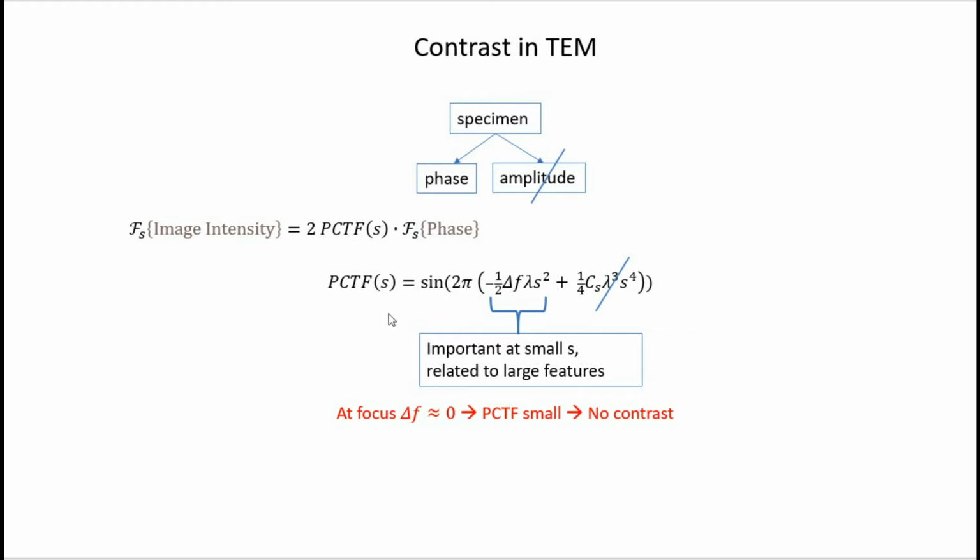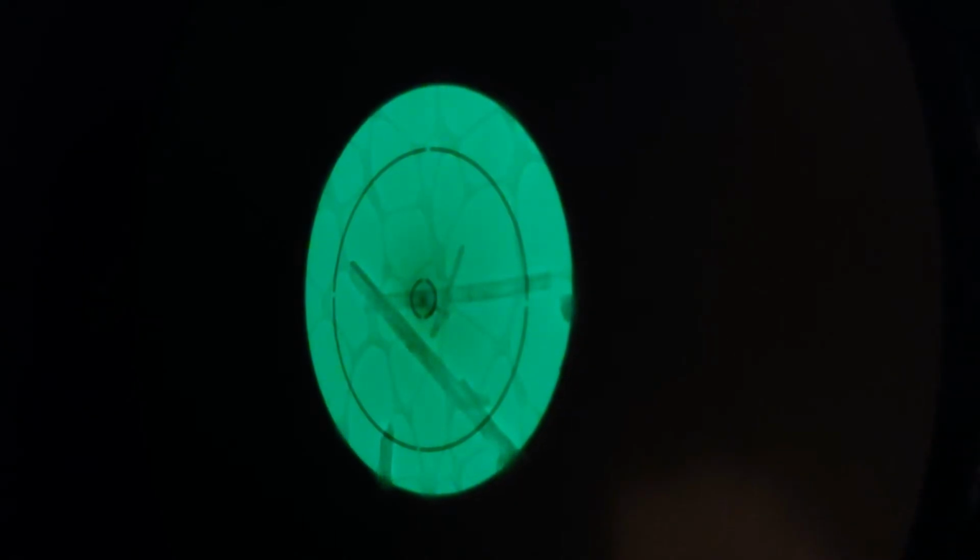The description, according to Scherzer, is as follows, but when we look at large features, S is small, so the first term is important. That includes delta F, which is the focus. When the focus is zero, this term is zero, and sine of zero is zero, and we have very small contrast. When we increase or decrease the focus, we increase the phase contrast function and show more contrast to the large features. You can see they come into focus, they go through focus and they disappear.